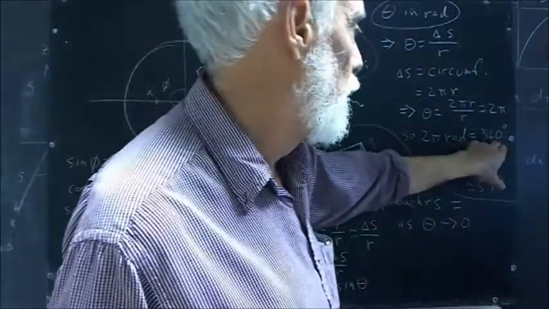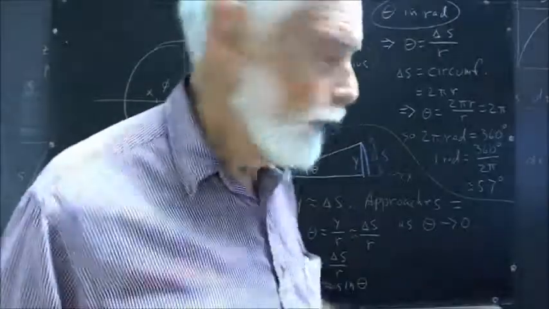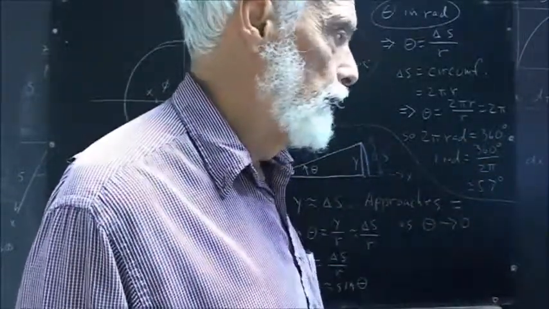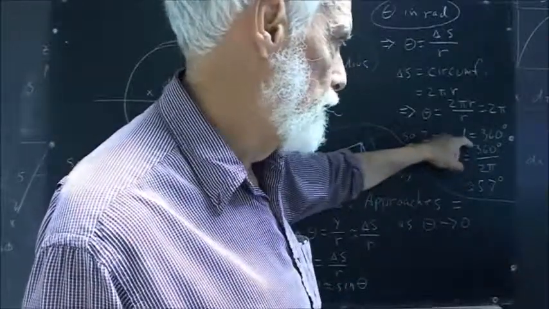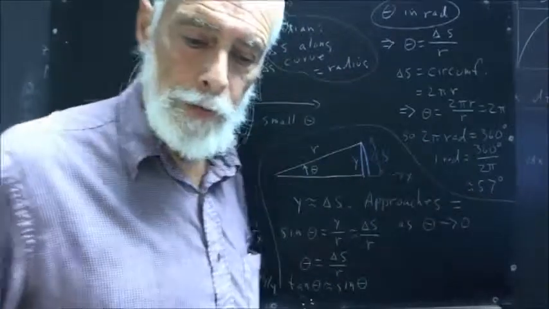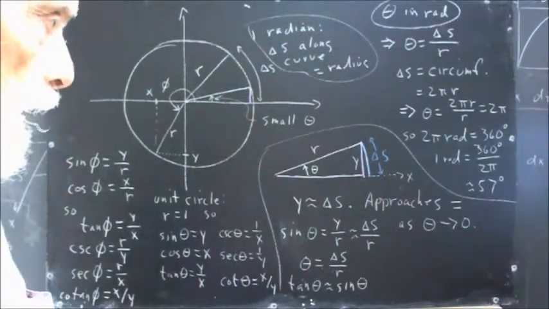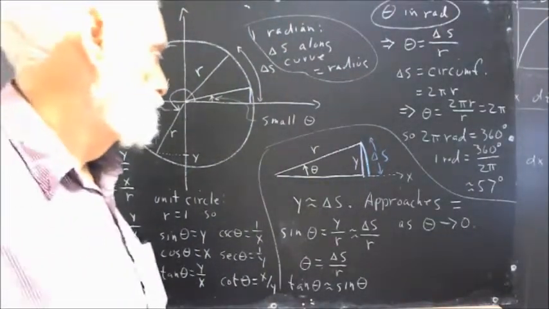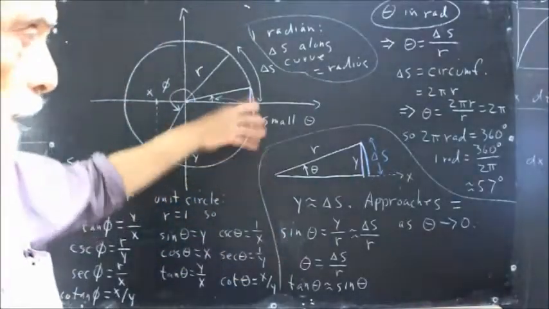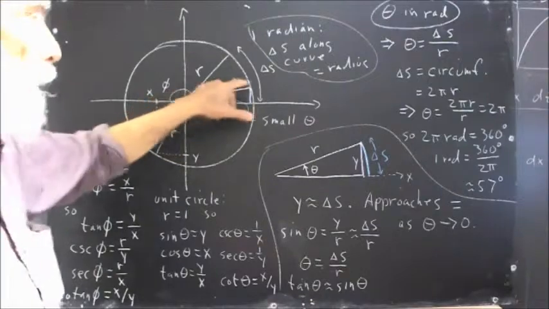We see then that 2 pi radians is 360 degrees. 1 radian is 360 degrees over 2 pi, which is about 57 degrees. You might want to express that as 180 degrees over pi. In any case, I think it's 57.3 degrees. I didn't write that down because I haven't calculated it. Just remember it.